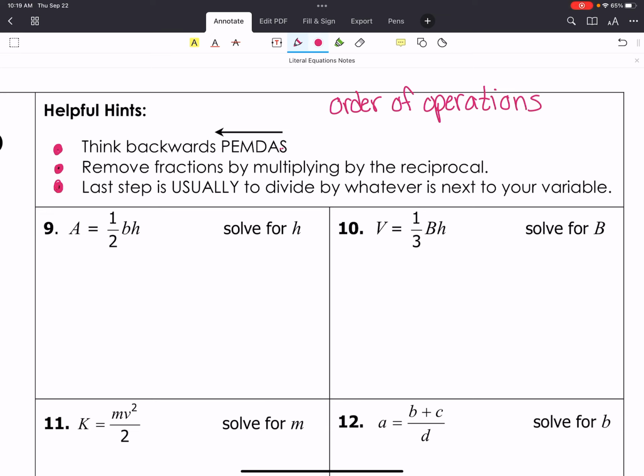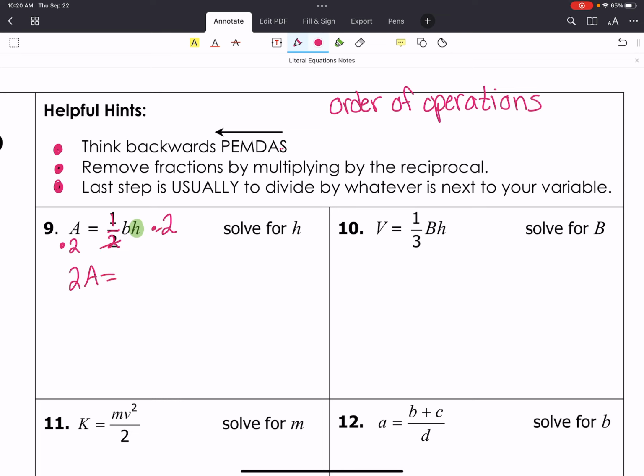A equals 1/2 BH. That's area of a triangle is 1/2 base times height. But instead of finding area, they want us to be able to find the height. All right, so we have a couple things we can do. The first thing is I want to deal with this fraction of 1/2. So I'm going to multiply by the reciprocal of 2/1. Of course, 2/1 can just be written as 2. If I do it to the right side of the equal sign, I have to do it to the left side.